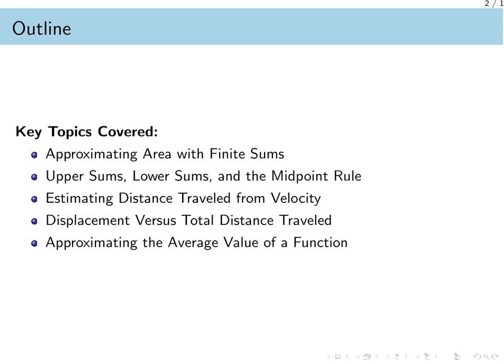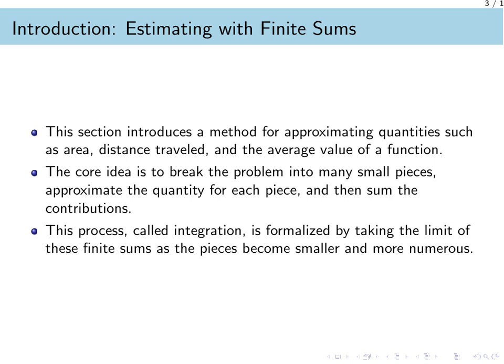We will begin by learning how to approximate the area under a curve using finite sums. We will then define specific methods for this, known as upper sums, lower sums, and the midpoint rule. After that, we will apply this same summation technique to estimate the distance traveled by an object based on its velocity. This will lead us to an important distinction between an object's displacement and the total distance it has traveled. Finally, we will see how this method allows us to approximate the average value of a continuous function over an interval. This section introduces a powerful method for approximating complex quantities.